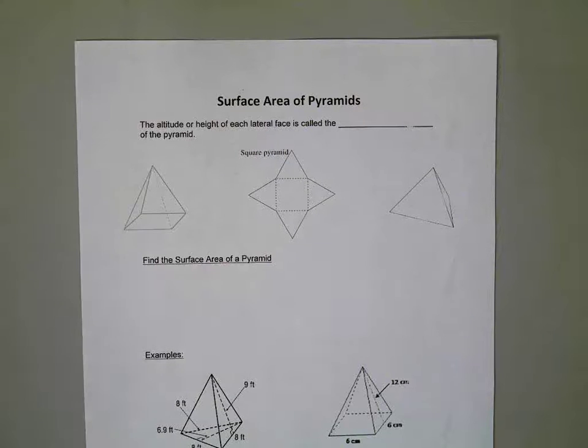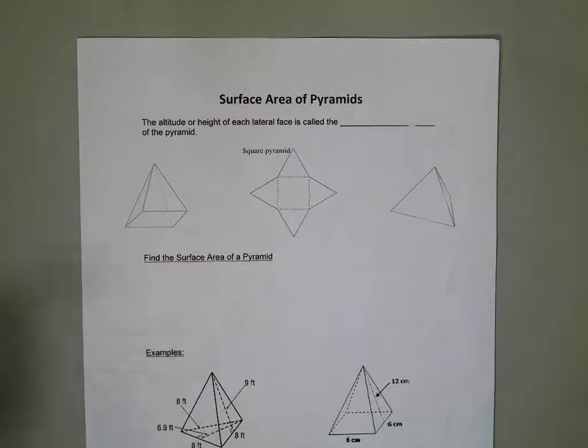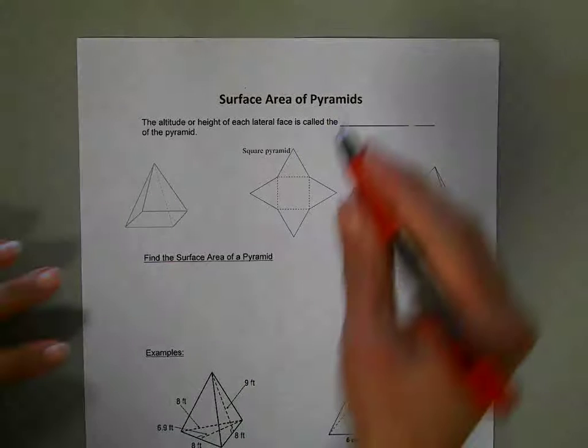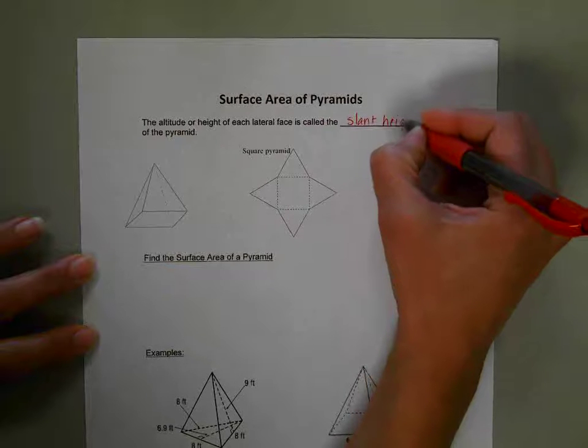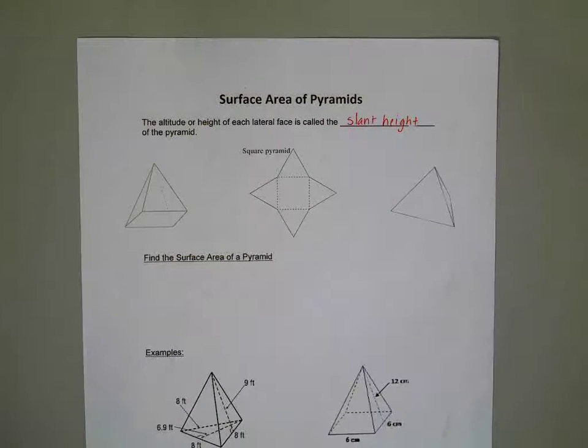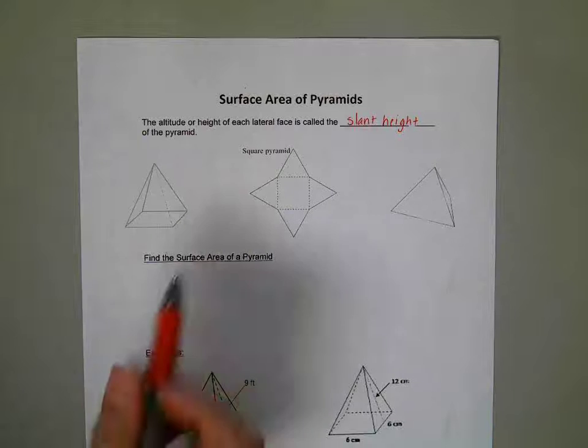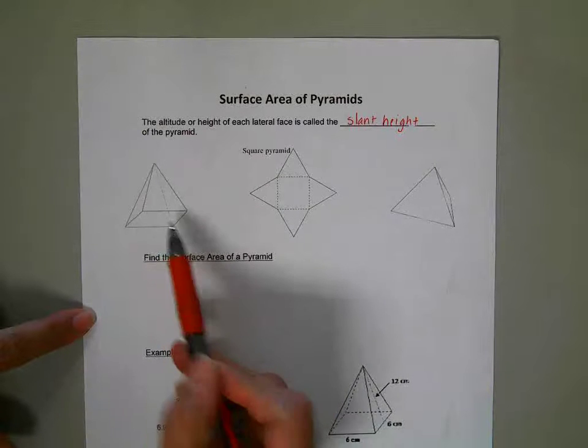Today we're talking about the surface area of pyramids. So let's talk about a little bit of the vocabulary here. The altitude or height of each lateral face is called the slant height of the pyramid. Okay, so here we have a square pyramid.